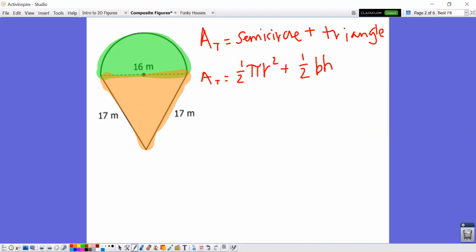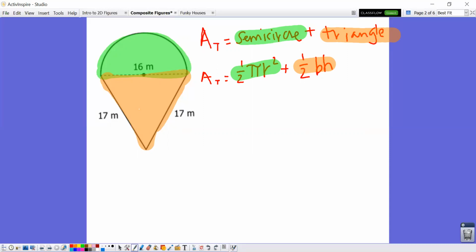Now what you need to be careful of here is that when we've got composite figures, their heights are not always going to be the same. So I like to color code to make sure that I'm keeping my pieces together. Or if you want, you could find the semicircle on its own and then find the triangle on its own and then add them together at the very end. That may be a strategy you like as well.